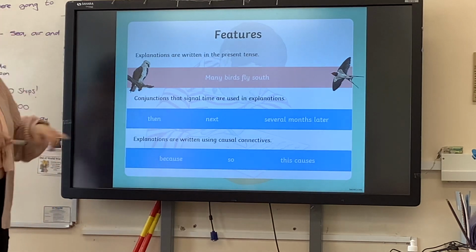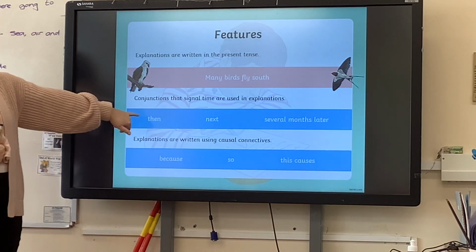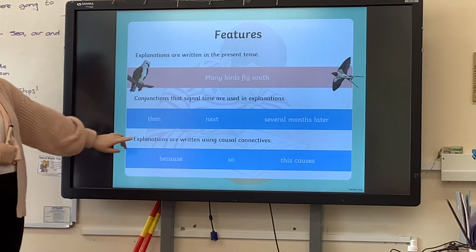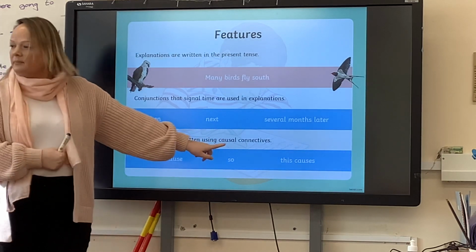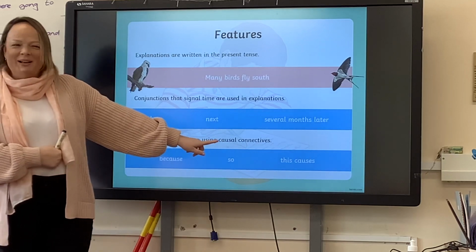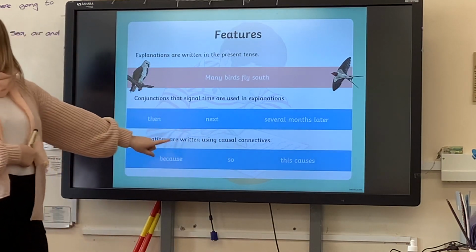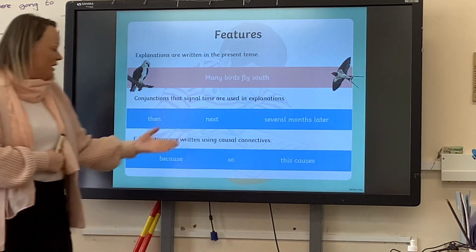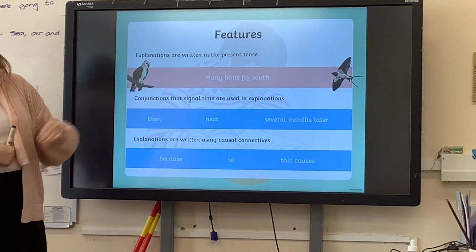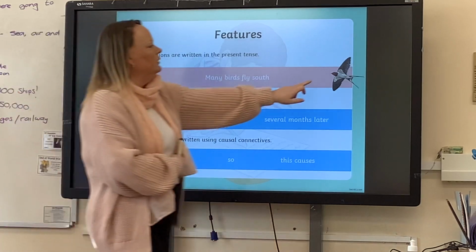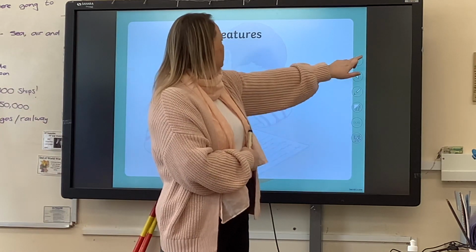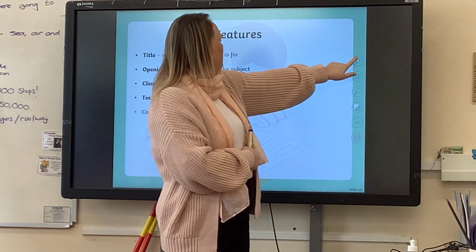Okay, so that's something worth remembering, that normally they're in the present tense, but we're going to use the past tense. Conjunctions, we talked about time adverbials, didn't we, in time connective yesterday, Miss Baxter, and explanations are written using causal connectives, or as we like to call them, casual. They're all a bit chilled. No, they're not. They're causal, they're causes, because so. And we've done those in a previous lesson as well. There are other features. Here we go.